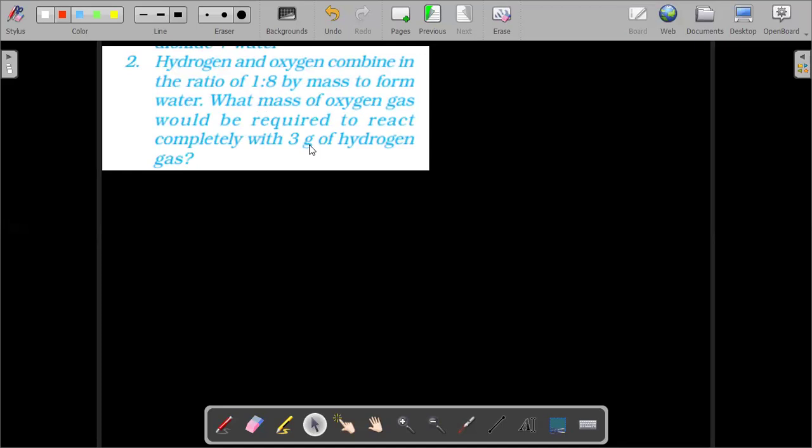You just need to find out the ratio. So the ratio is 1:8. You write hydrogen and oxygen are present in the ratio 1:8, and the ratio 1:8 should also be equal to 3 over x. Since hydrogen is taken as 3, oxygen will be x. Now we can find that x will be equal to 24 grams.